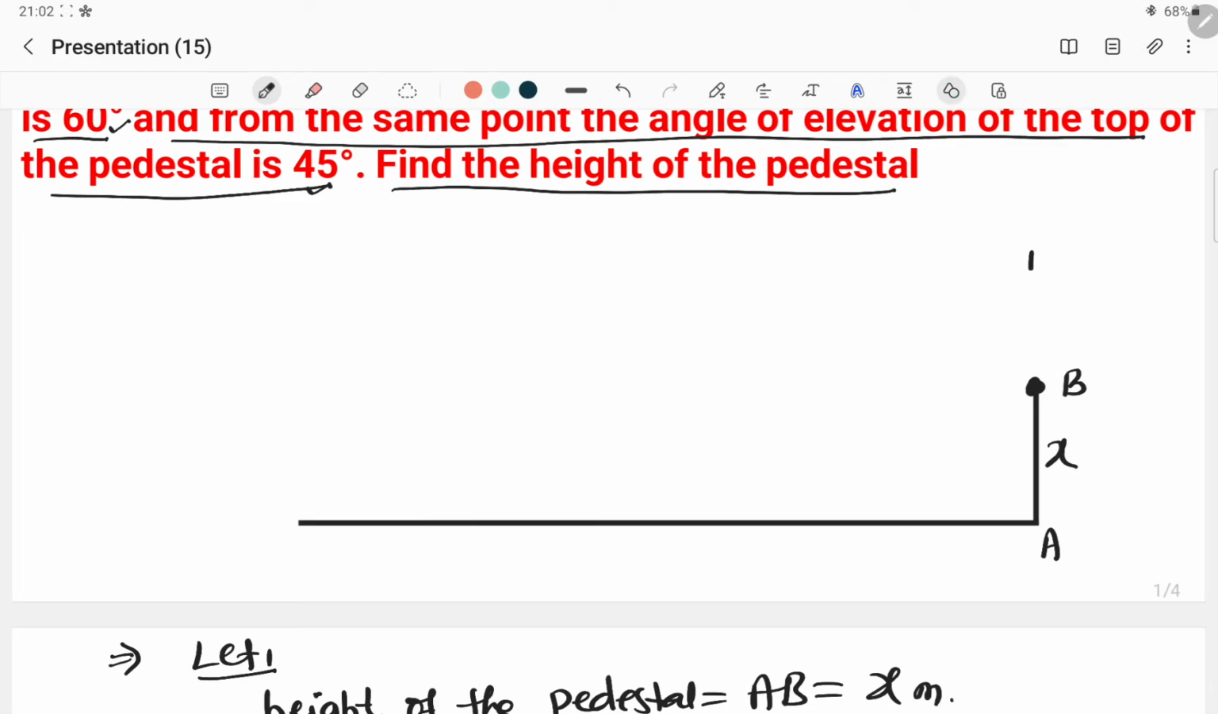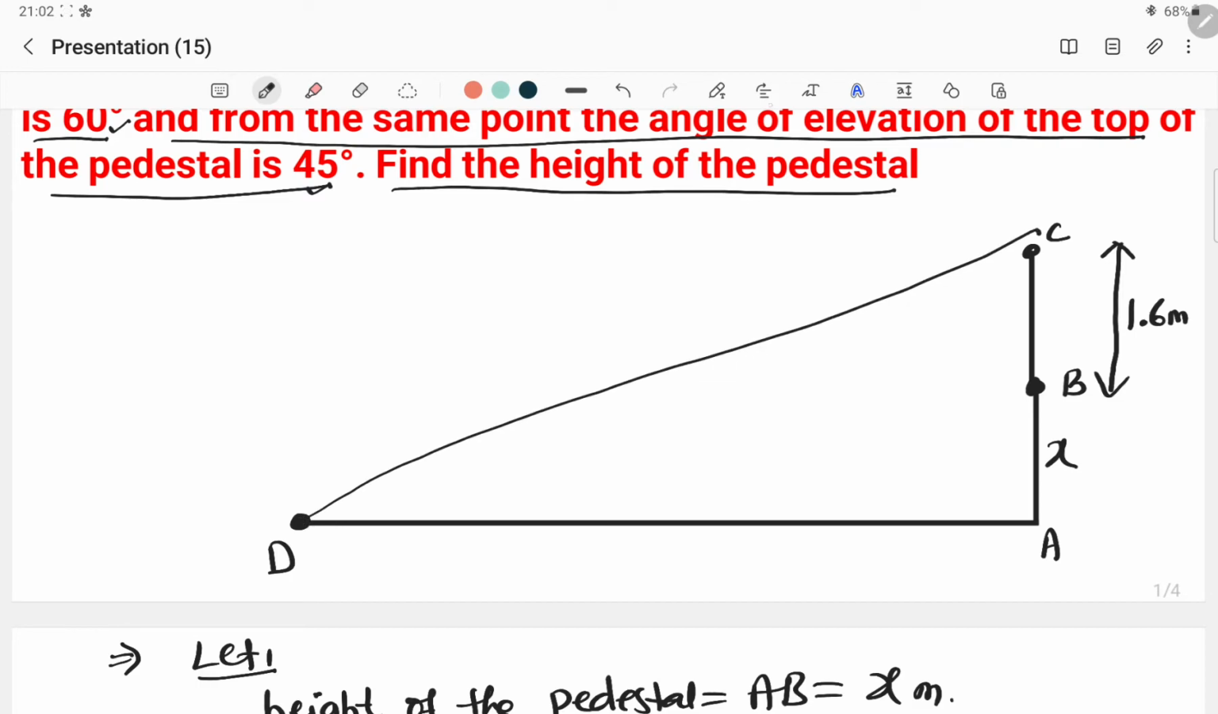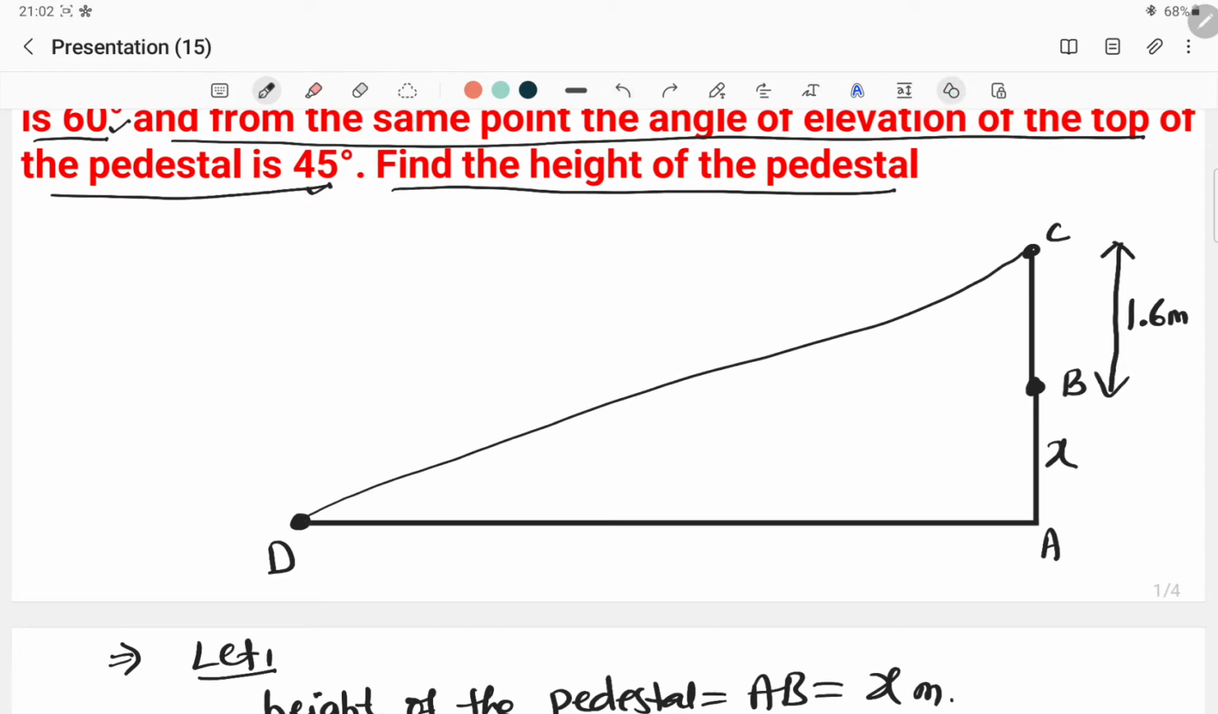The statue is like this. Let us take this as the statue, and let me call its top C. So this BC is going to be 1.6 meter. Now let us take this point D here. From this point, the top of the statue is being observed at an angle of elevation of 60 degree. Let me draw that neatly. So this angle is going to be 60 degree.